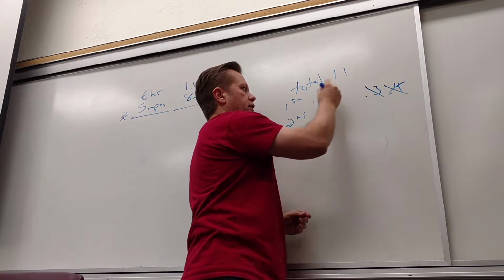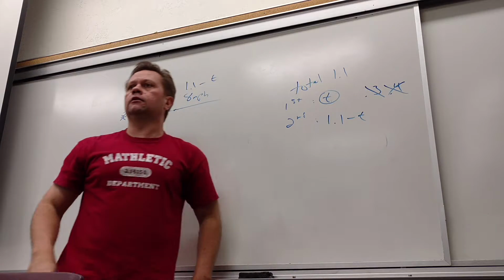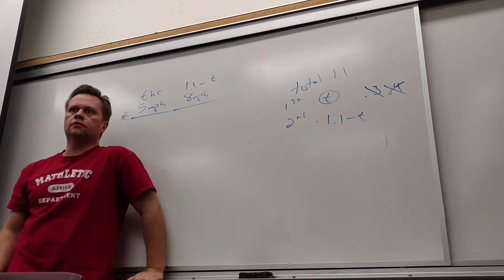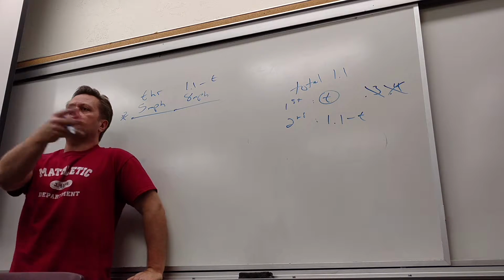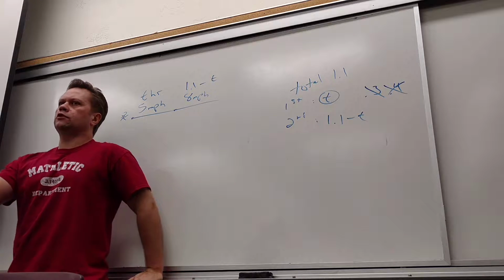So how much did I run? T. So what must this be? 1.1 minus T. That's what you'll always do. I just don't know what T is. If T was 0.3, I would do that. If T was 0.4, I'll do that. So I'll do that for whatever the hell T is. Anytime you have a total.